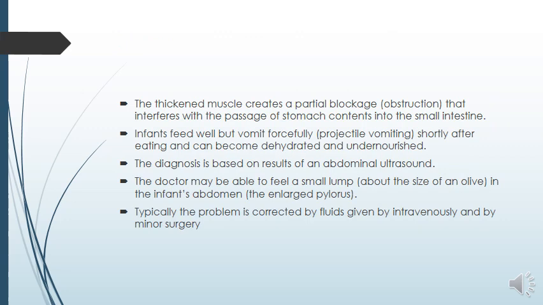The thickened muscle creates a partial blockage, an obstruction that interferes with the passage of stomach contents into the small intestine. Infants feed well, but they vomit forcefully. They have projectile vomiting shortly after eating and can become dehydrated and undernourished and often show up at an ER or a doctor's office with failure to thrive. The diagnosis is based on results of an abdominal ultrasound. Typically, the problem is corrected by fluids given by vein and by minor surgery.